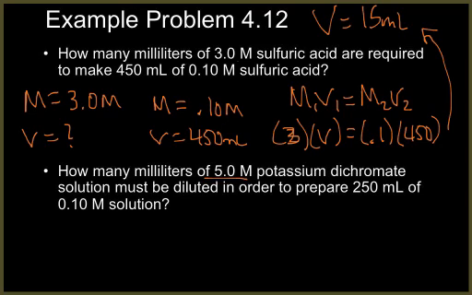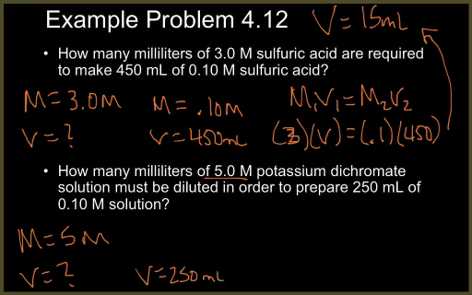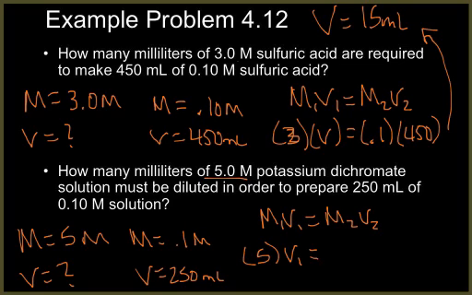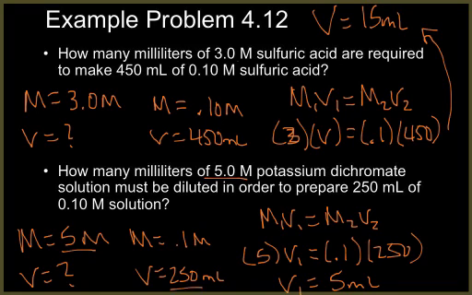This one, how many milliliters of 5 molar potassium dichromate? So molarity is 5 molar. We want to know the volume of that one. Has to be diluted to prepare a new volume of 250 milliliters of a new molarity of 0.1. Okay, so same deal here. M1V1 equals M2V2. M1 is 5. V1 I'm solving for. M2 is 0.1. V2 is 250 milliliters. So my V1 in this case is 5 milliliters. So basically what that means is I need to have 5 milliliters of this 5 molar solution, add it to enough water to make 250 milliliters, and that'll give me a 0.1 molar solution.